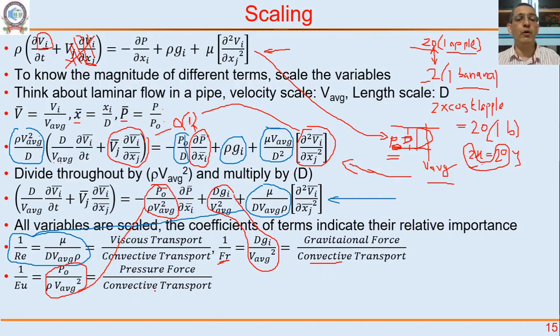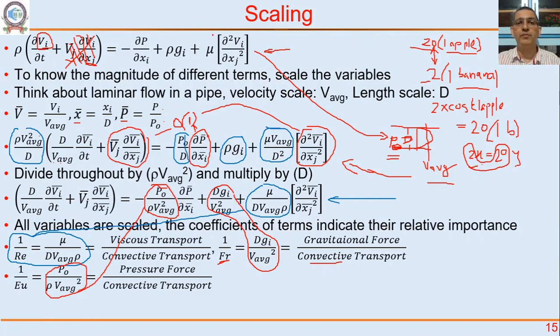So if you are talking about, let's say, a couple of places where this is useful. If you are talking about flows in an ocean, gravitational forces are important. Right? Froude number is very important. If you are talking about flows where pressure forces are important, say atmospheric flows, because of pressure difference, flow of air happens. So there Euler number is important. Reynolds numbers are large, viscous forces are not important.